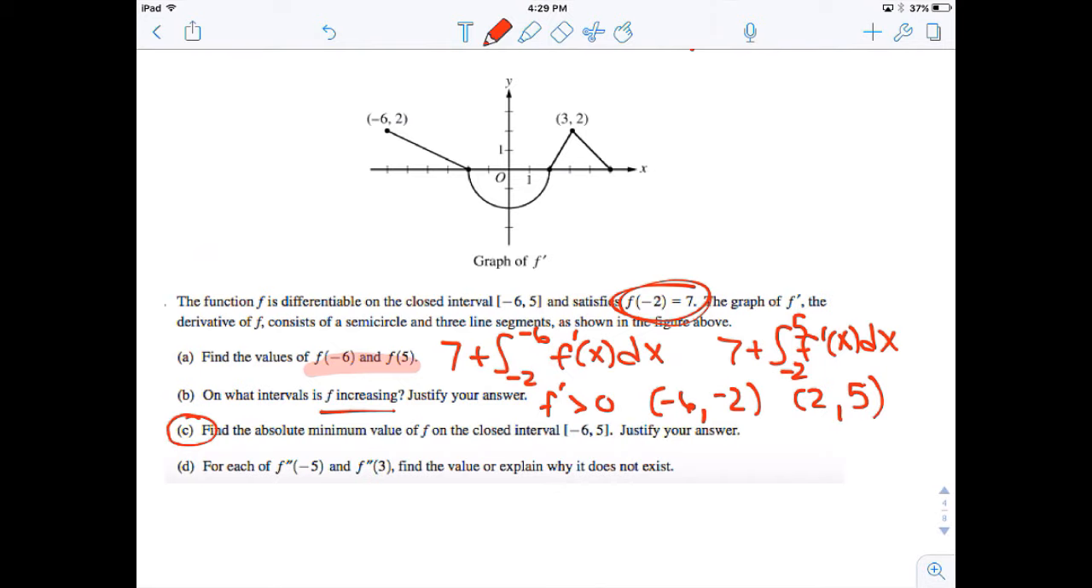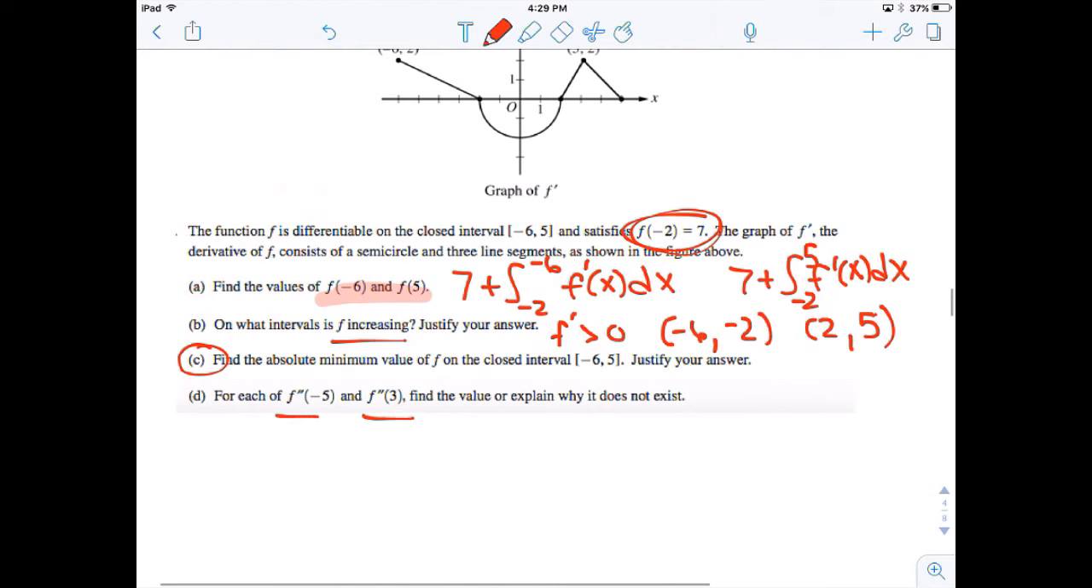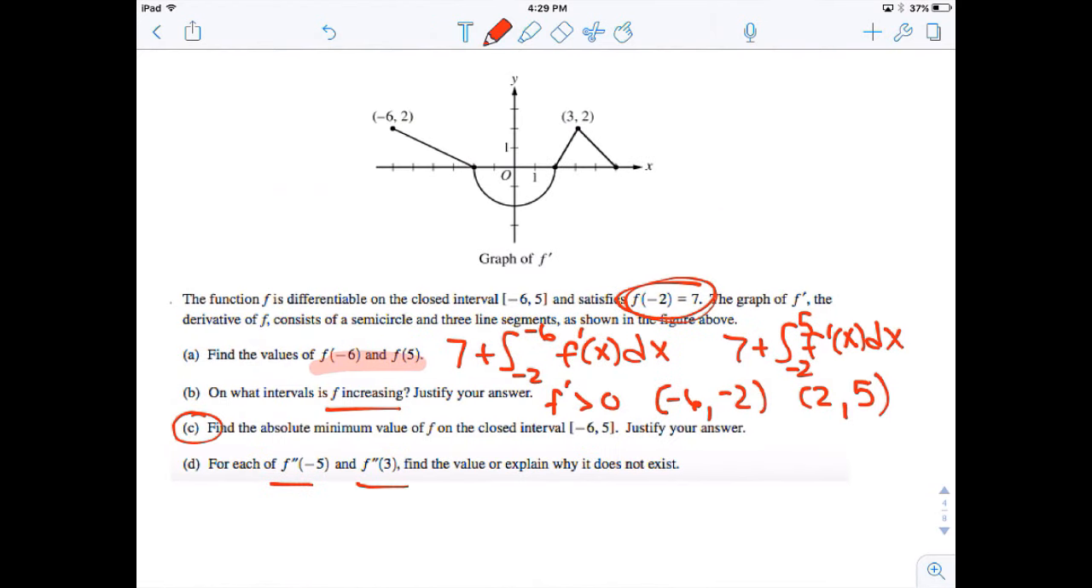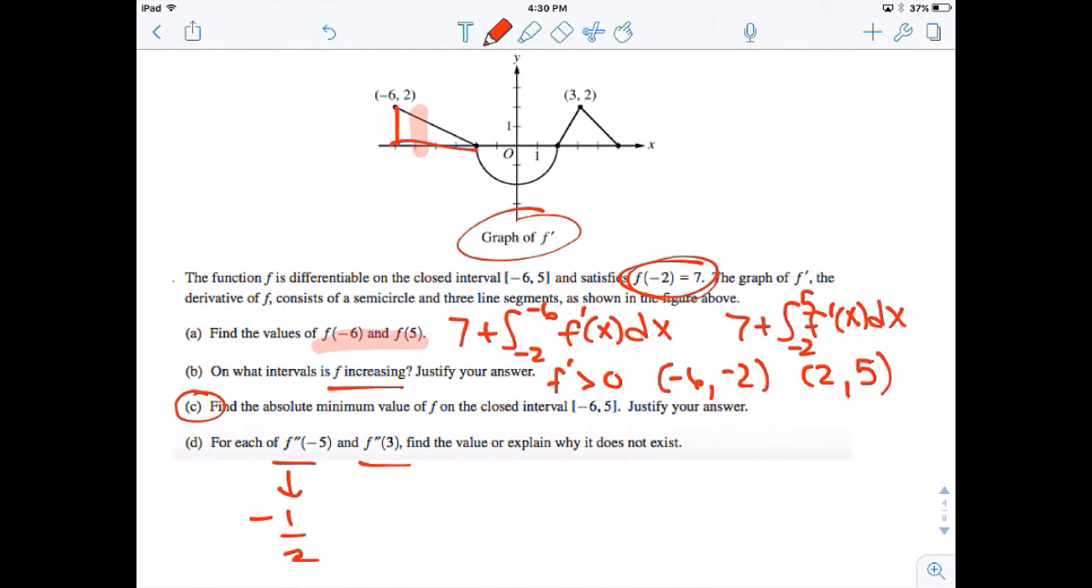So f double prime at negative 5 would be this. You would just find the slope of this portion, which is down 2 over 4. So this is negative 1/2. F double prime at 3 is, well, that's that point, and that does not exist. And it says explain why. I would say f prime is not differentiable at x equals 3 because there is a corner.